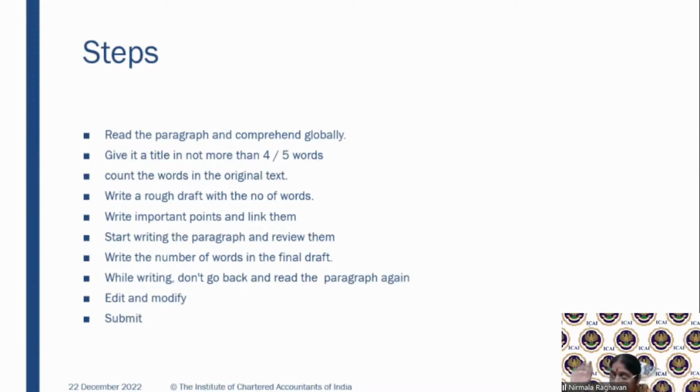Don't do that. You've done the rough draft. It is half or maybe less than half, but not the exact number. Then refine it for the final draft. And just those 3 steps, don't go back and forth. Edit and modify for grammar mistakes. Then submit. Yeah, 10 steps.